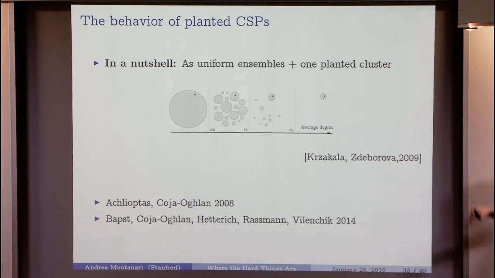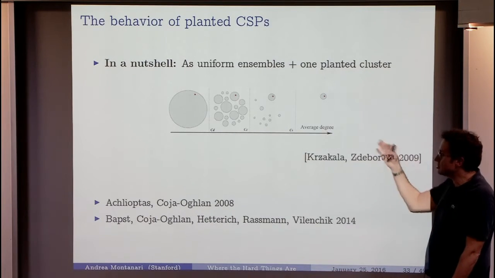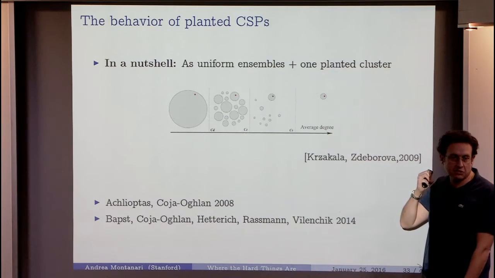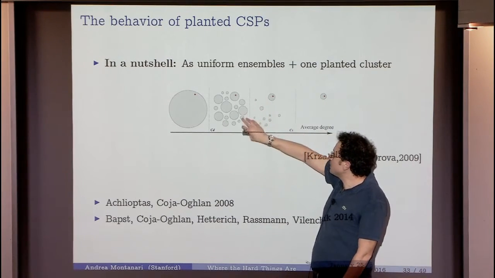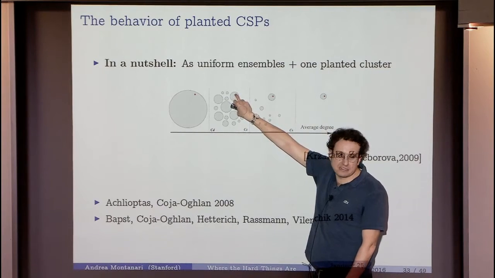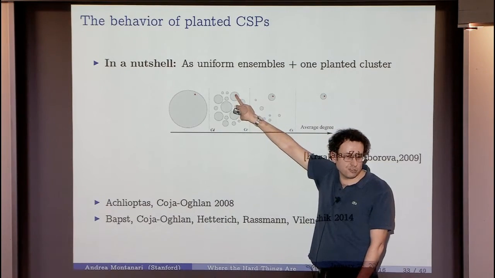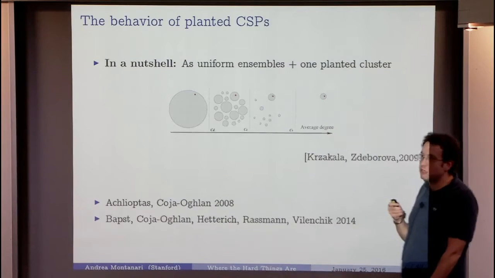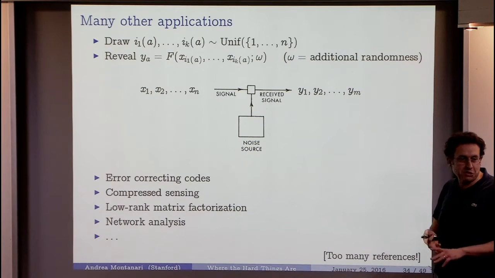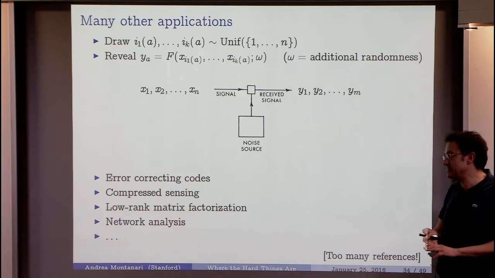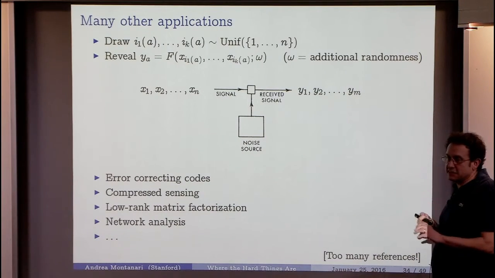Now, this kind of problem has also its own phase transitions that are closely related to what I talked about before. At a high level, what happens is that to this picture of clustering, you add one cluster that contains the planted solution. Now, the reason I want to elaborate on this planted ensemble is that a lot of interesting models from information theory, machine learning, statistics, etc., fit in this framework.